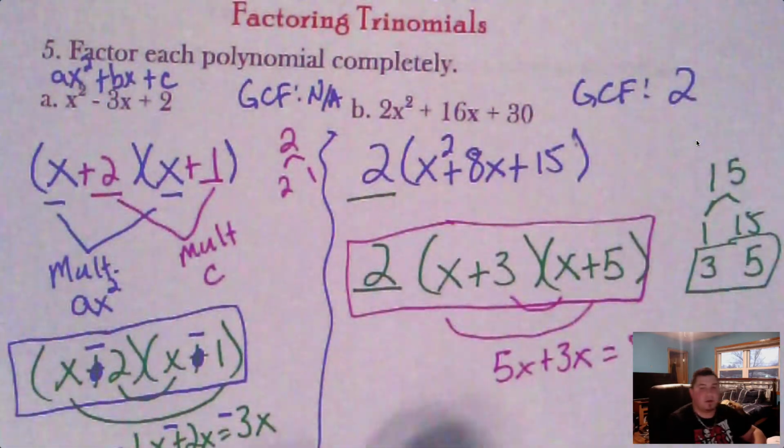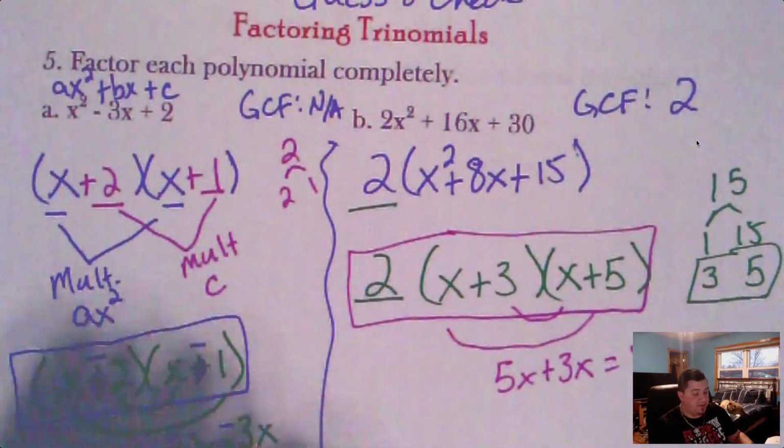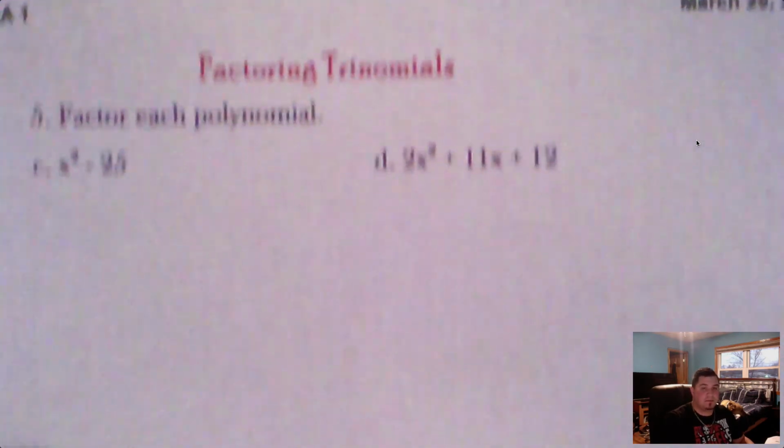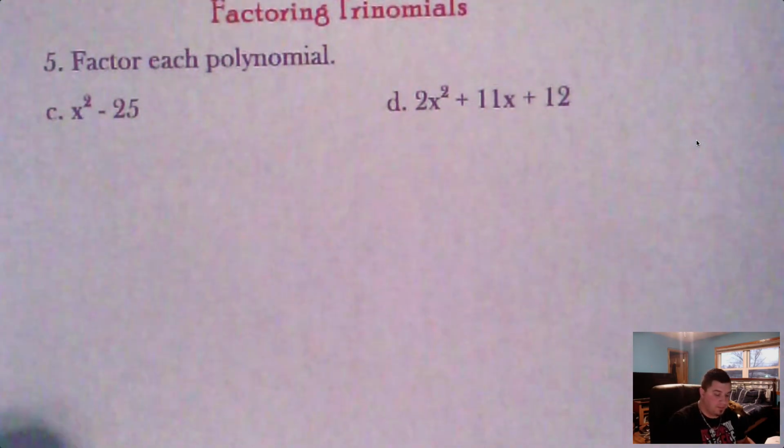That is it factored. The only time a number is on the outside is if it's the GCF. If it's not the GCF, there is no number on the outside. So here's 2 more. Here we go.